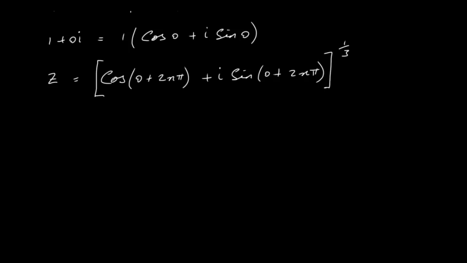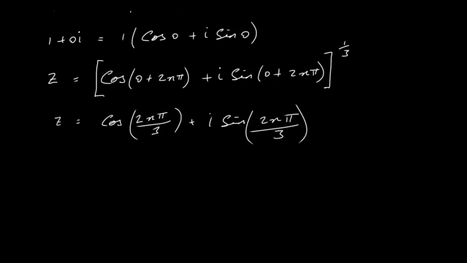So really we have z here is just cos 1/3 of the angle. Remember, this is De Moivre's Theorem. We've got to bring the 1/3 down here, multiply it by the angle. So it's going to be cos 2n pi over 3 plus i sine 2n pi over 3. This is what we're going to work with now.